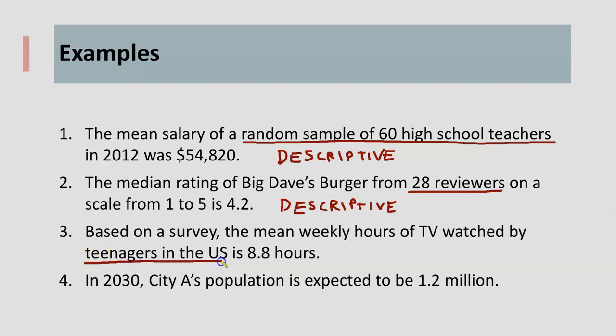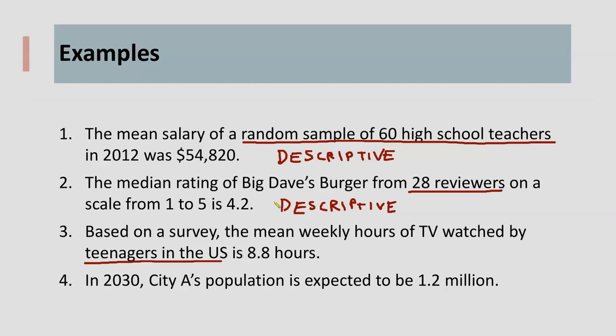So in other words, teenagers in the US, there's no way that was the sample, because to try to reach all teenagers in the US, that's way too large of a population. You're not going to be able to reach it. But yet this mean weekly hours is being inferred to be the mean for all teenagers in the US. So even though it's been based on a sample survey, it's really a prediction or an estimate of what the mean weekly hours of TV watched by all teenagers in the US would actually be.